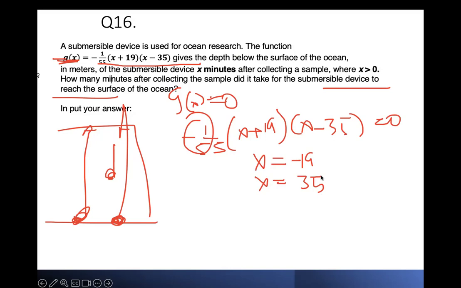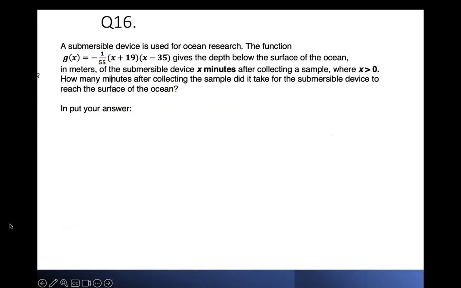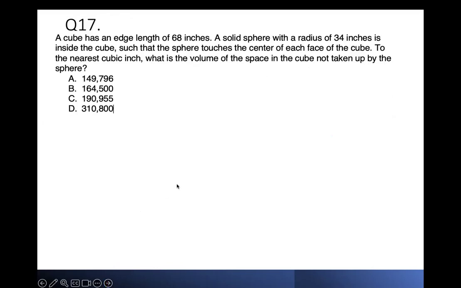It said what? X has to be greater than 0. Pay attention to the condition attached to each question. Therefore, we can cancel 19 and take 35. So it's going to take 35 minutes to come to the surface. You got it? Straightforward, right? This is SAT maths. This is the way you break it down.